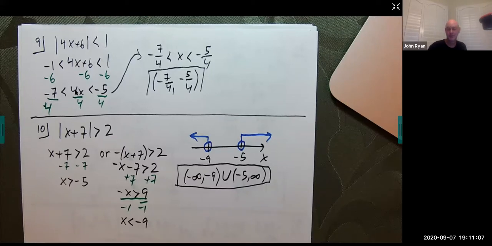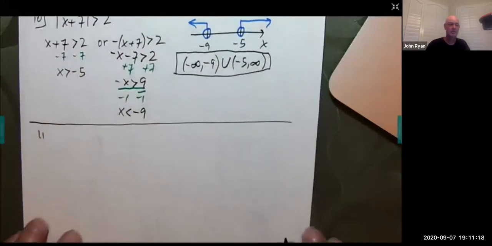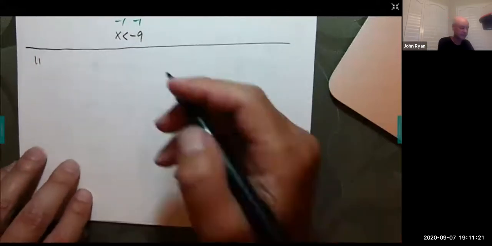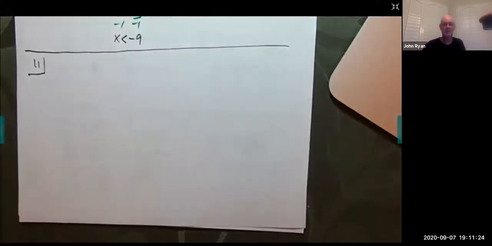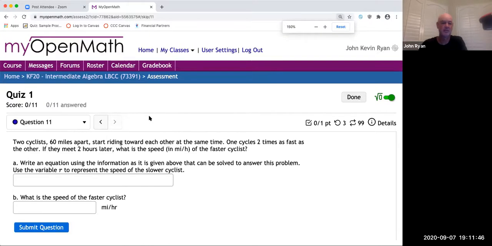For this next one, it's actually a word problem, and I want to share my screen with you. This is actually our last problem. Let me share my screen with you real quick. I know word problems can seem scary, but a little bigger. There we go.